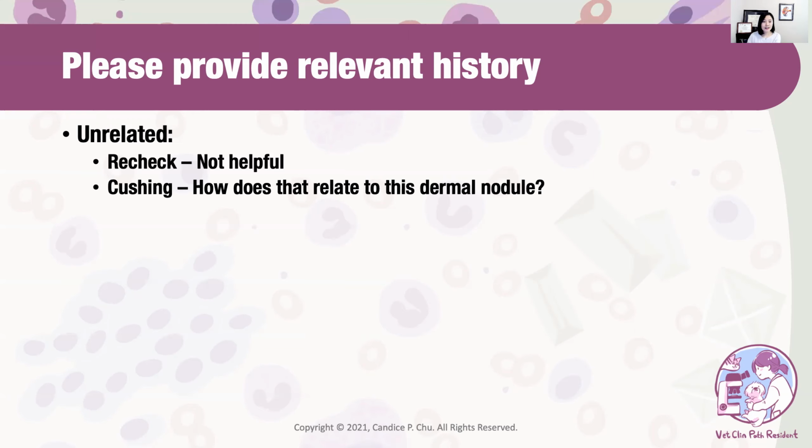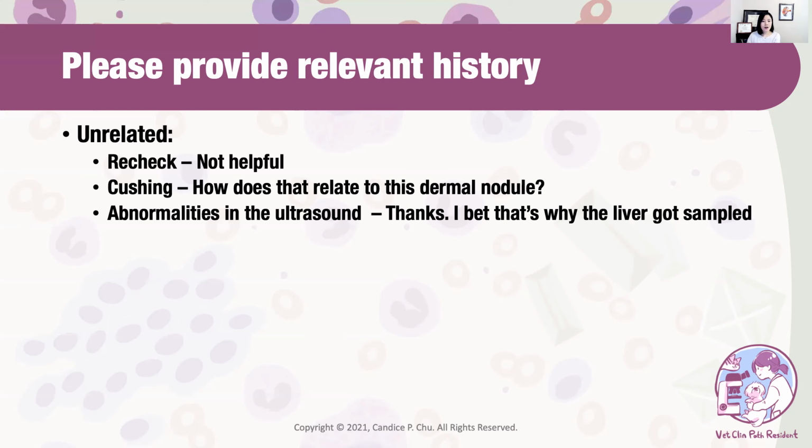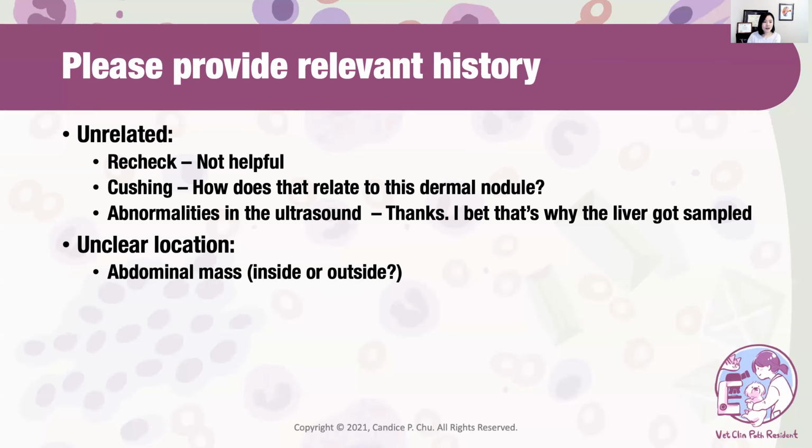And a lot of times I would get Cushing as well, but how does that relate to this dermal nodule? Still unknown. Or there are times I got a liver sample and the history was abnormalities in the ultrasound. I was like, thanks, but I bet that's why the liver got sampled, but I still don't know why. So I would appreciate a little bit more information in the submission.